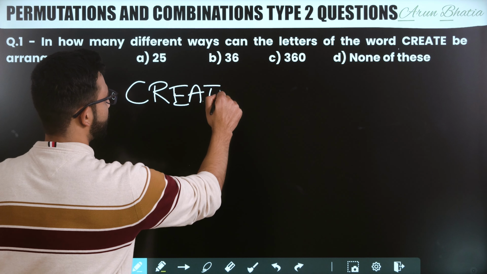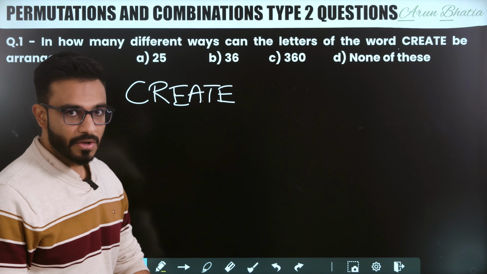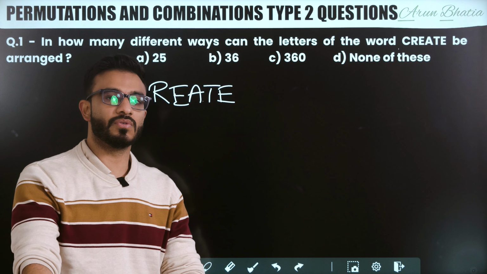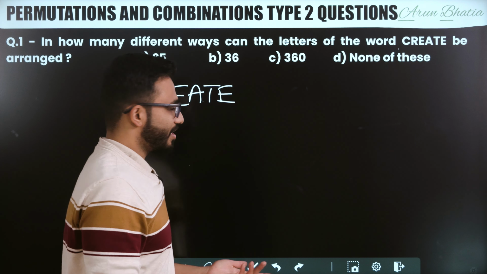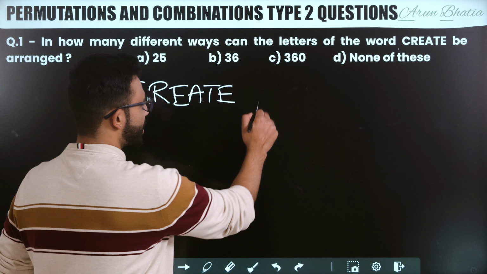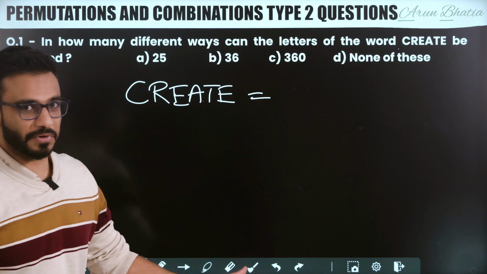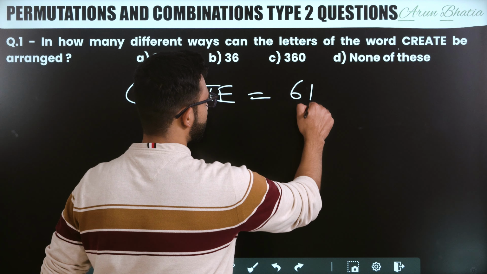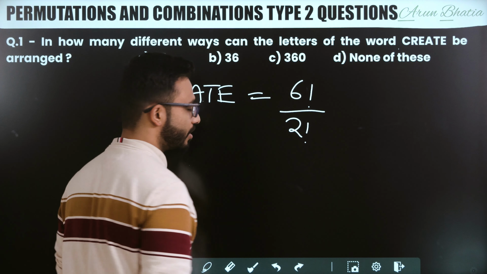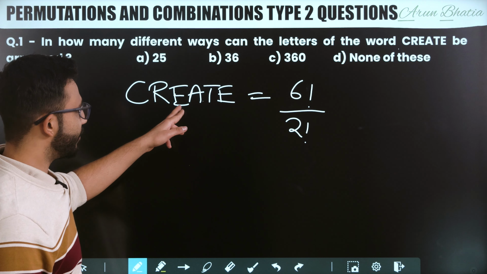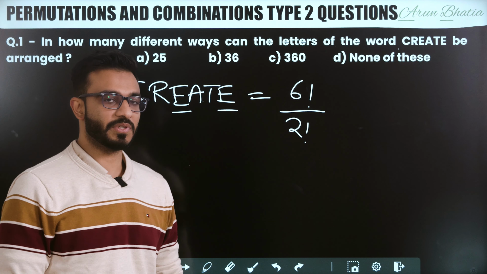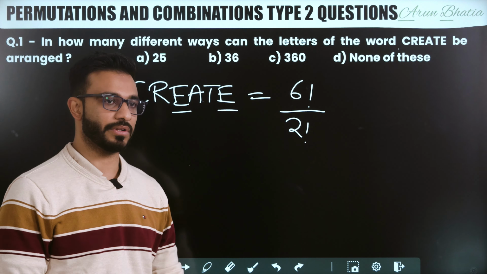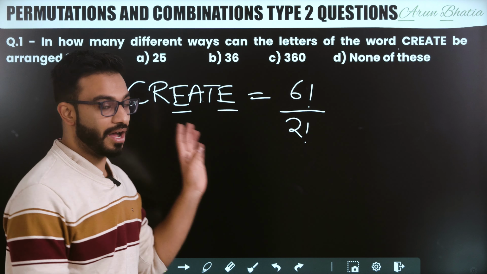Now I'll solve these questions in a very systematic way for people who just want to apply the formula and solve this in 10 seconds. The basic method is the same. You can see that create is a 6-letter word. So you will just do 6 factorial divided by 2 factorial, because there is only one letter repeating, E, which is a vowel. So E is repeating 2 times, so you just divide by 2 factorial, or we are just taking half of this.